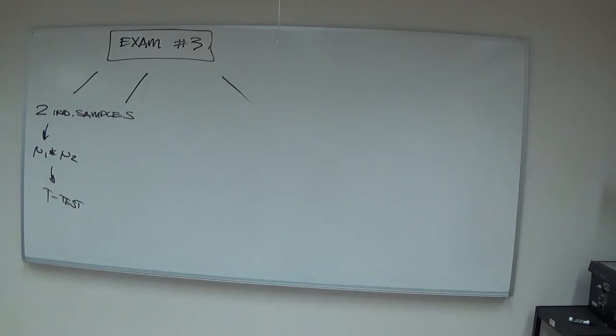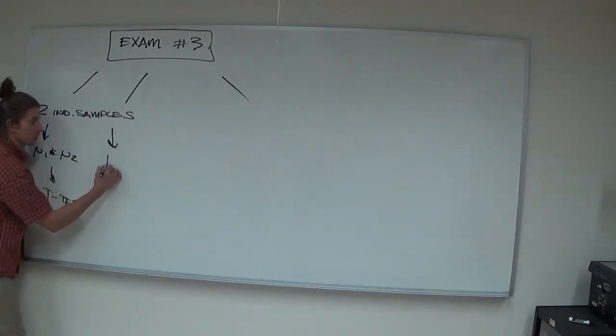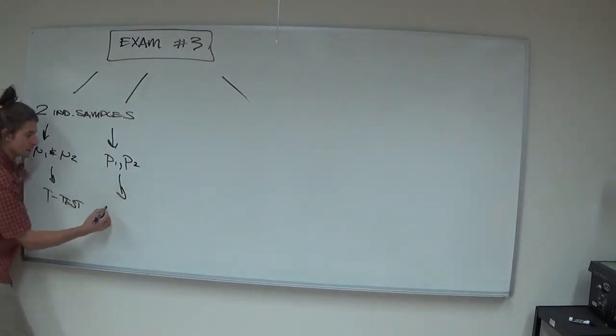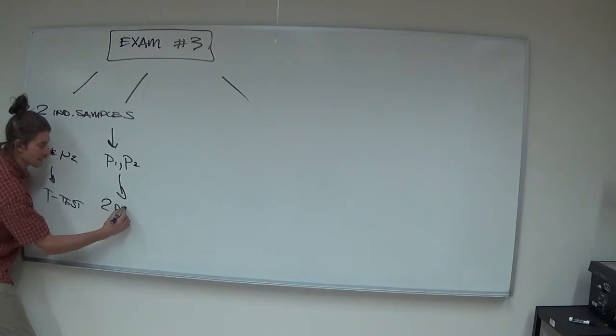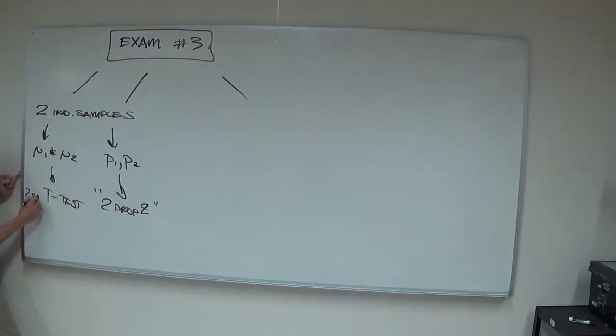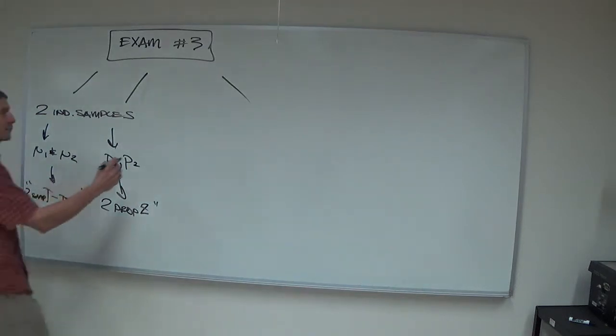So I assume 2 proportions. Good! And then the other one is when you have 2 proportions. So that's a z-test, or 2-prop z-test. Isn't the other one a 2 sample? It's called a 2-sample t-test. Exactly. Then what's the last one? Goodness of fit. That's it.